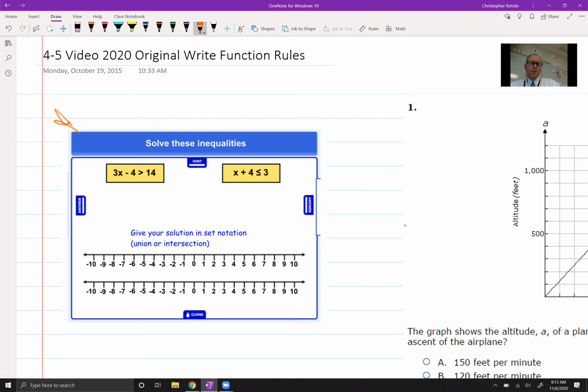So first thing I have for you is just a quick little review. We're going to solve these two inequalities. We're going to graph them on, you can use one single number line. So just use the top one, and you want to identify it as a union or intersection. So that'll be one thing that we're looking for. So if you want to pause and just do that in your notebook now, you can.